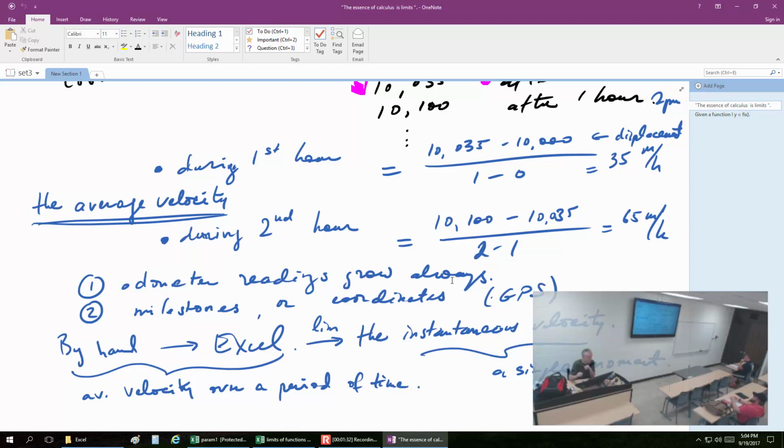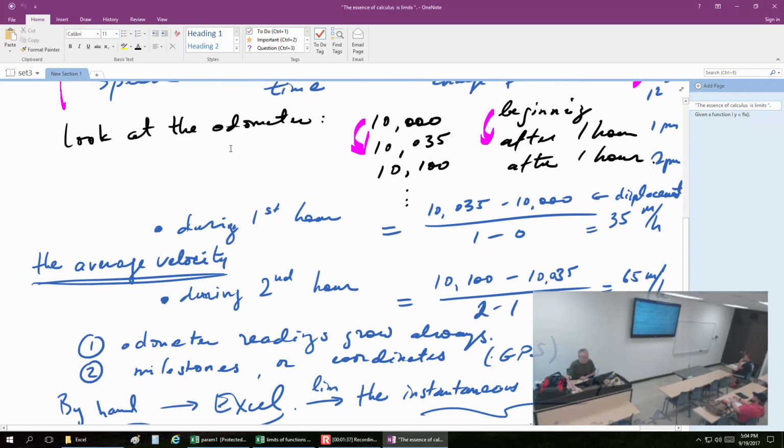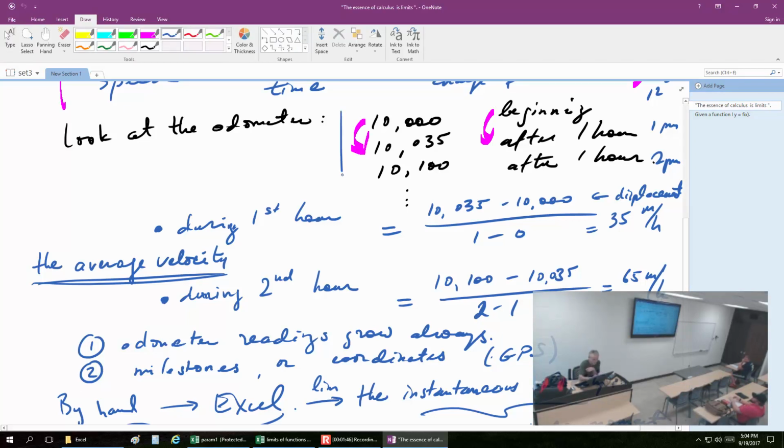What about acceleration? Before doing the spreadsheet again, let's look at this data. The readings are at the top here. Let's suppose we just have 3 readings: the initial reading of the odometer, and then after 1 hour and after 2 hours. Then we computed the average velocity for those two periods of time. So 3 sample points, locations, give us two velocities.